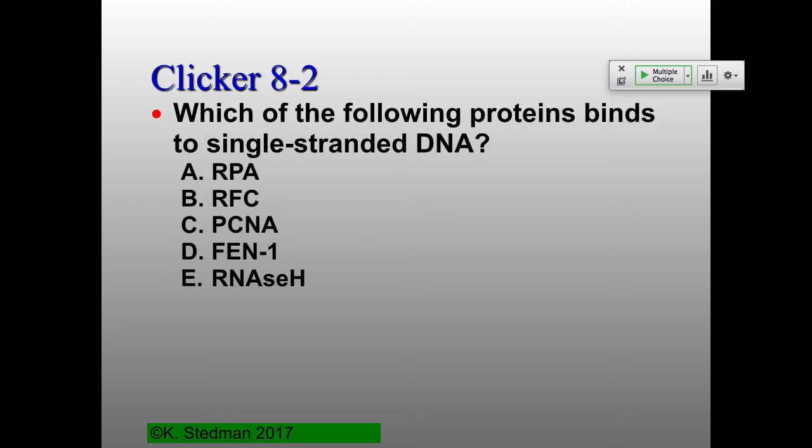Which of the following proteins binds to single-stranded DNA? RPA, RFC, PCNA, FEN1, RNase H. Classic kind of question that I would ask on an exam.